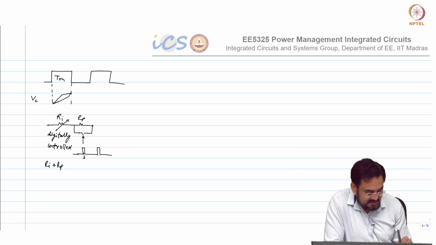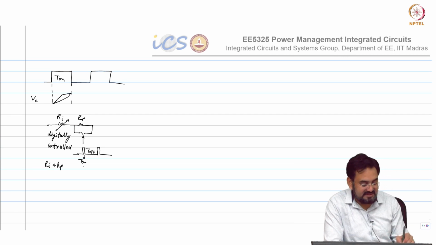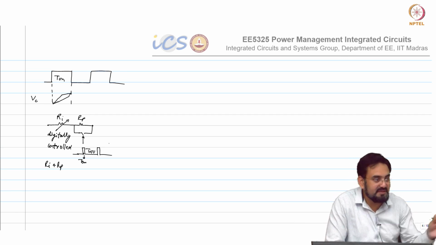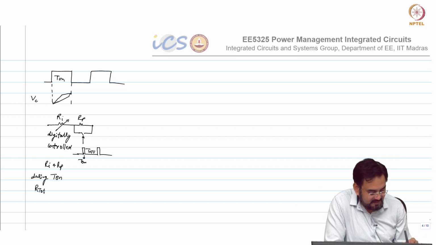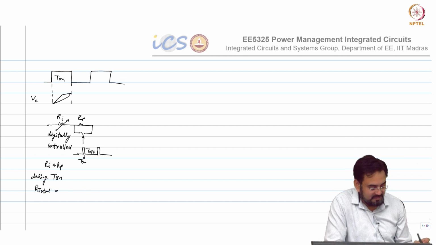Let us say I call this T on and this T off. By the way, this T on and T off is not the same as PWM, this is different. So what will happen during T on? What is R total? Ri? Okay. And during T off?